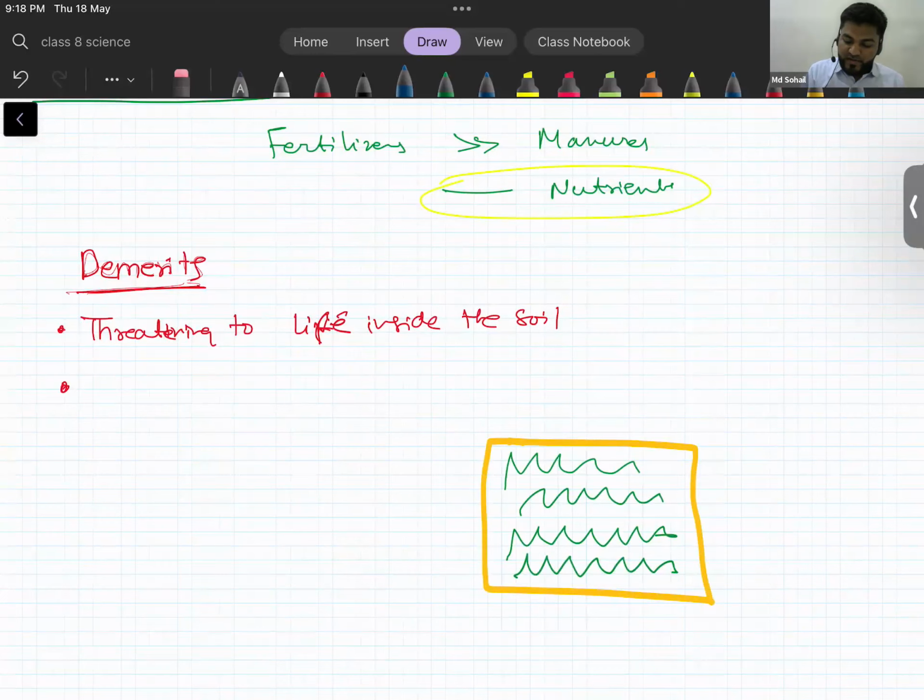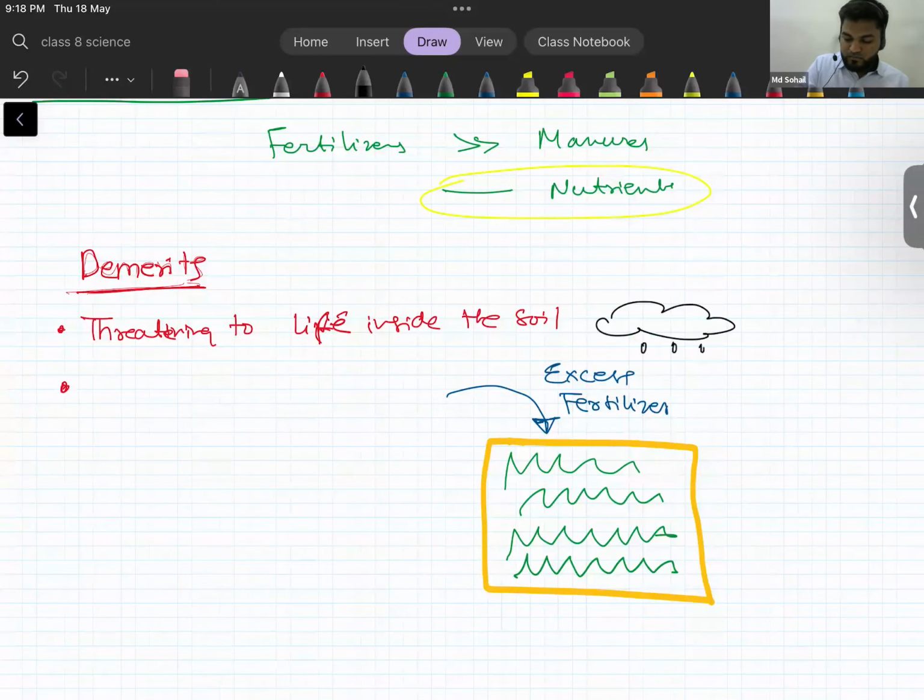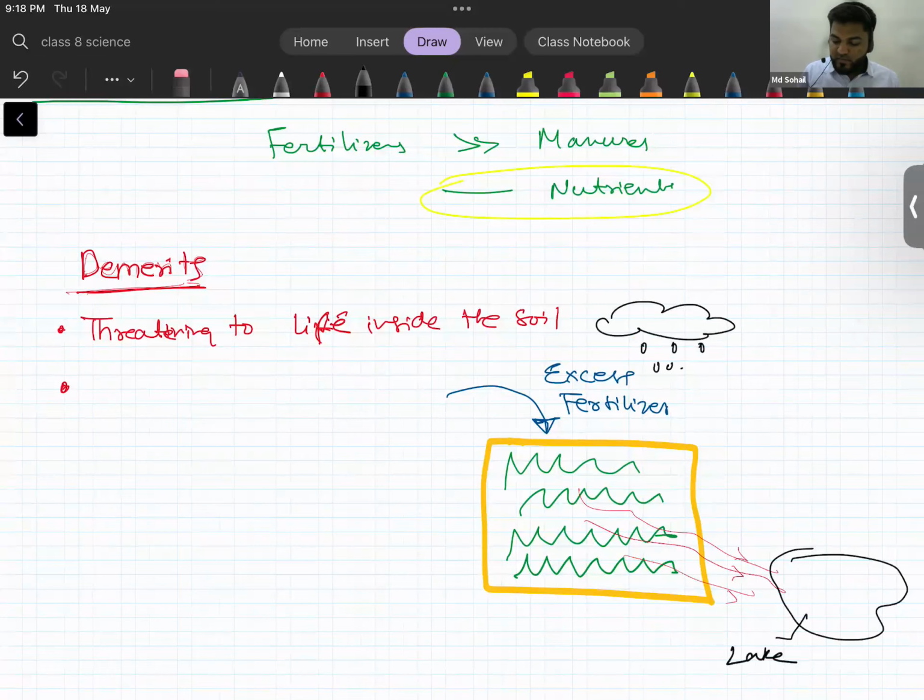In it there are crops. If I were to add an excess amount of fertilizer in it, and let's say there is a rainfall on the region, what will happen? Those fertilizers will run into the nearby water bodies, right? This is, let's say, a lake. So the fertilizer is running into this lake.